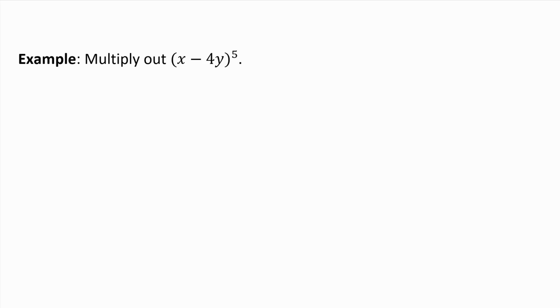Let's go ahead and do the full expansion of x minus 4y to the fifth. Let's make that triangle again to get the binomial coefficients. Okay, fill in the next line for me. What is it? 1, 2, 1. Fill in the next line for me. 1, 3, 3, 1. The next one. 1, 4, 6, 4, 1. The next one. 1, 5, 10, 10, 5.